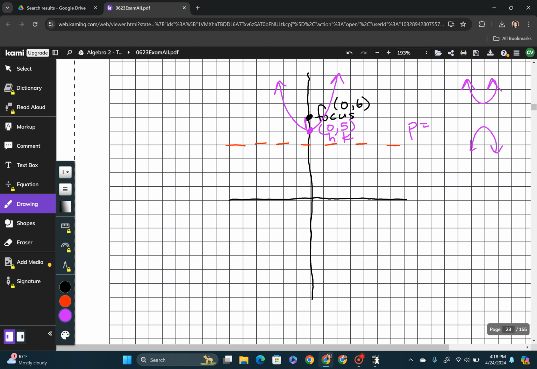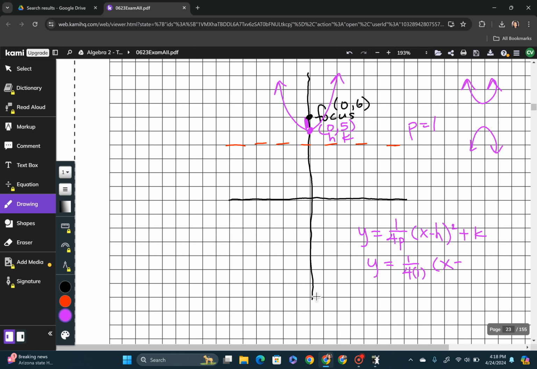So then I just take my things and I plug it into my formula, right? So I have y equals 1/4p (x minus h) squared plus k. I'm literally just plugging things into my little formula right here. So I have y equals 1/4p, and my p is 1, and I'm going to go x minus h. My h is 0. I'm going to square it, and I'm going to do plus k.